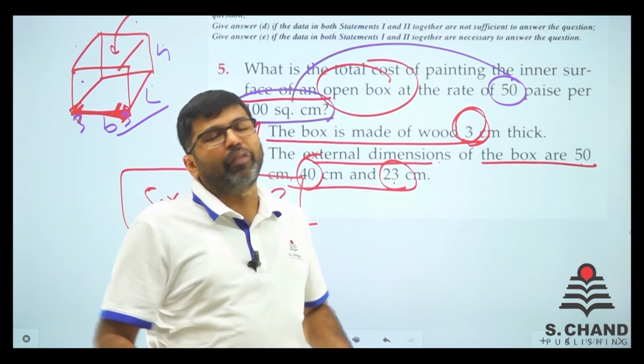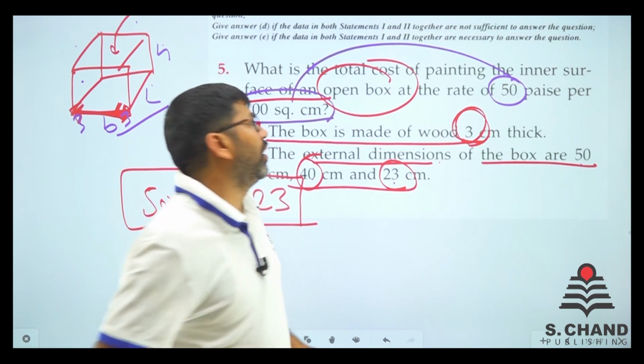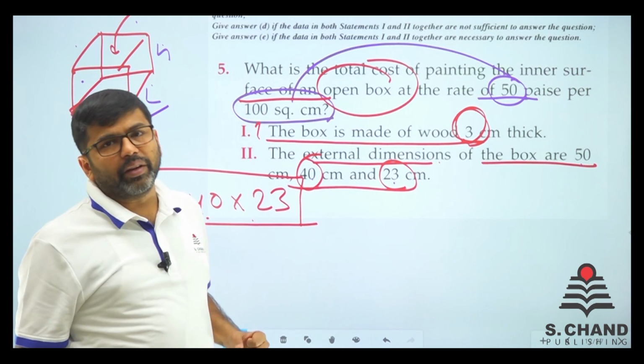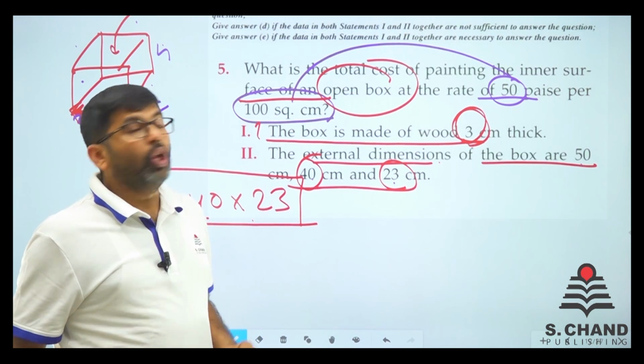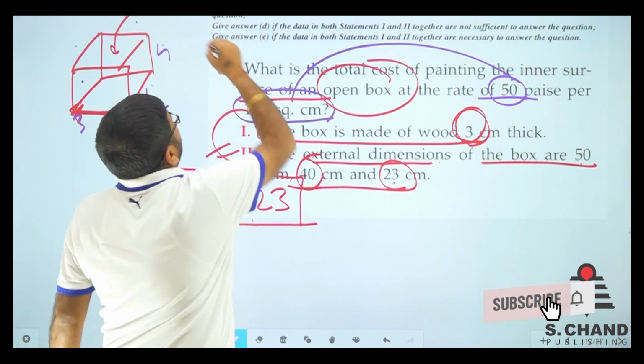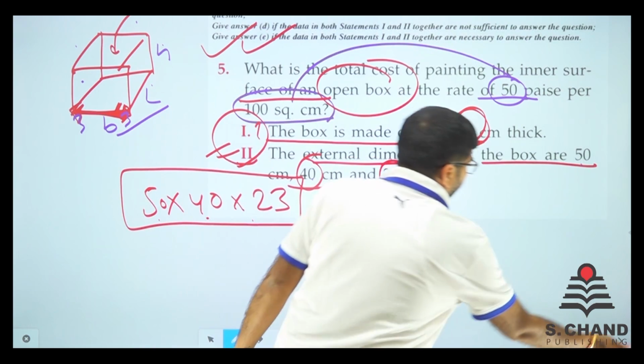So we can easily find out the inner surface area. Once the inner surface area is found, we multiply by 50 paisa divided by 100 centimeter square and we get the answer. So together they are sufficient for sure, we can say. So question number 5, answer is E for elephant. Let's move on to the next question.